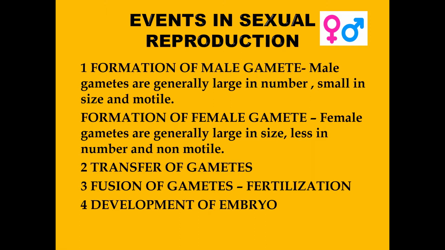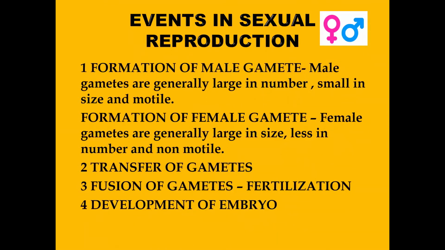The first important event is the process of formation of gametes. Male gametes are generally produced in large number. They are small in size and they are motile. On the other hand, female gametes are generally large in size, but they are less in number and they are non-motile. Now, male gametes need to be transferred to the female gamete because female gametes, we have seen just now, are non-motile.